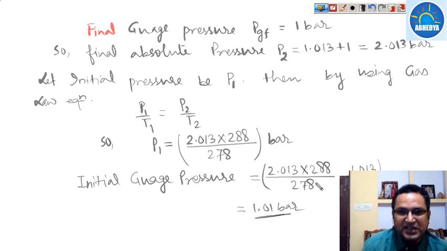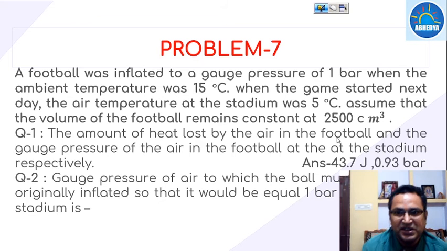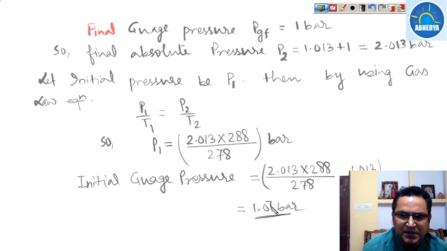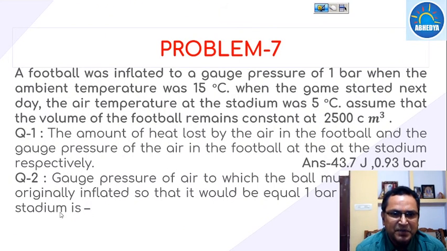So this much is the initial gauge pressure which has to be inflated before the match starts. It is just a calculation part: once you put the values, you get the answer. This was a good question again, but the second part is a little bit of a problem. In the first part, the basic concept was that the volume remains constant, so the work transfer is 0. Whatever heat is generated is utilized for the internal energy of the gas.